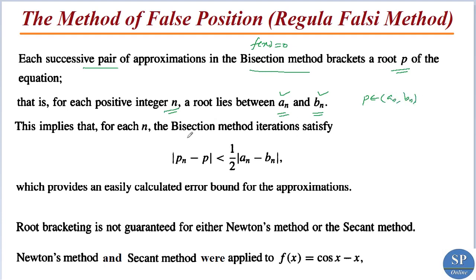So from that, it implies that the bisection method satisfies this inequality. That is, absolute value of pn minus p is less than 1 by 2 into absolute value of an minus bn, where p is the actual root, pn is the nth approximation of the root, and this inequality provides an error bound for the approximation. But in the case of Newton's method or secant method, this root bracketing is not guaranteed. That is, the root may not be contained in the interval with the successive approximations.